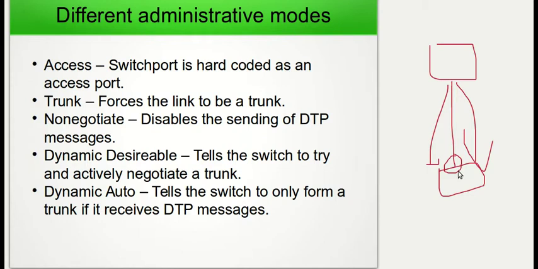So if we have dynamic auto on both sides, then this link would be an access link. If we have dynamic desirable and dynamic auto, it'll be a trunk link. With dynamic auto, it's only going to form a trunk if it receives DTP messages from the other side. So dynamic auto and dynamic desirable use DTP. Access and trunk is how we can hard code our switch to be an access or trunk port.